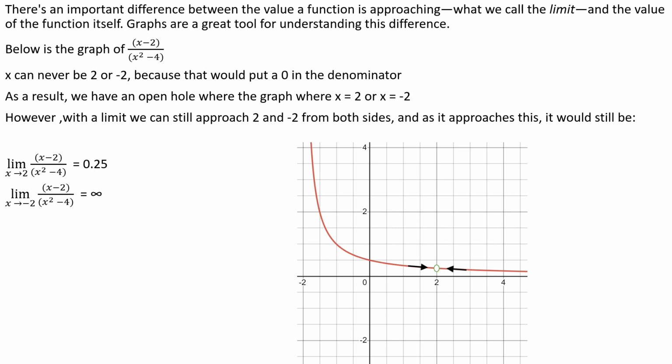Now, right here, this is the graph of x minus 2 over x squared minus 4. Now, x cannot be 2. Why is that? Because as 2 or negative 2 approach it, I get 0 in the denominator. Negative 2 squared is 4. 4 minus 4 is 0, and that'd be negative 2. And if I had 2, 2 squared minus 4 is 0. But that doesn't mean it's not approaching it.